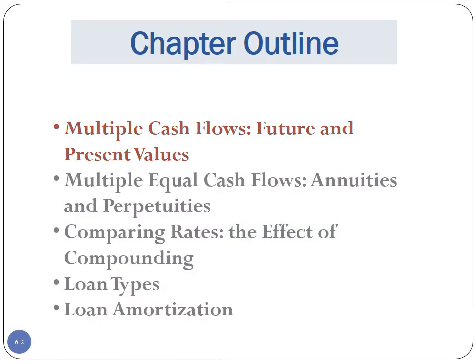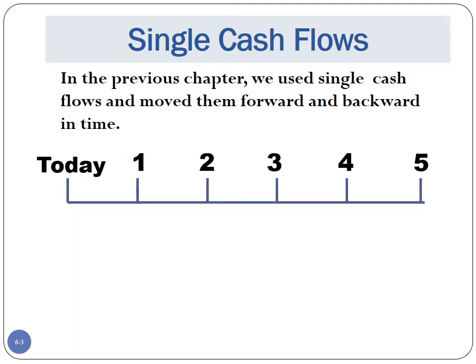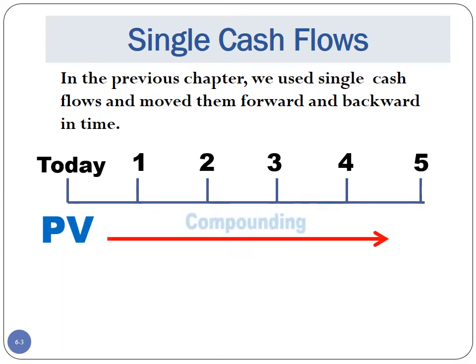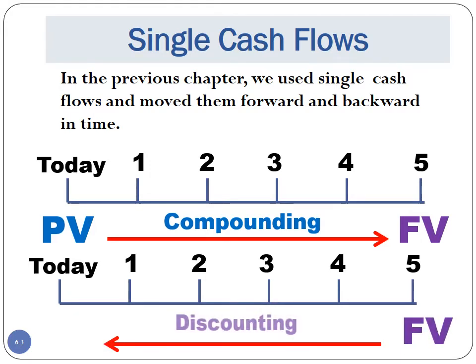So, multiple cash flows, future values. In the previous chapter, we used a single cash flow and instances of single cash flows and moved them forward and backward in time. You remember our timelines: present value, compounding yields future value, and future value discounting yields present value. Remember this was our basic relationship using the fundamental equation of finance.